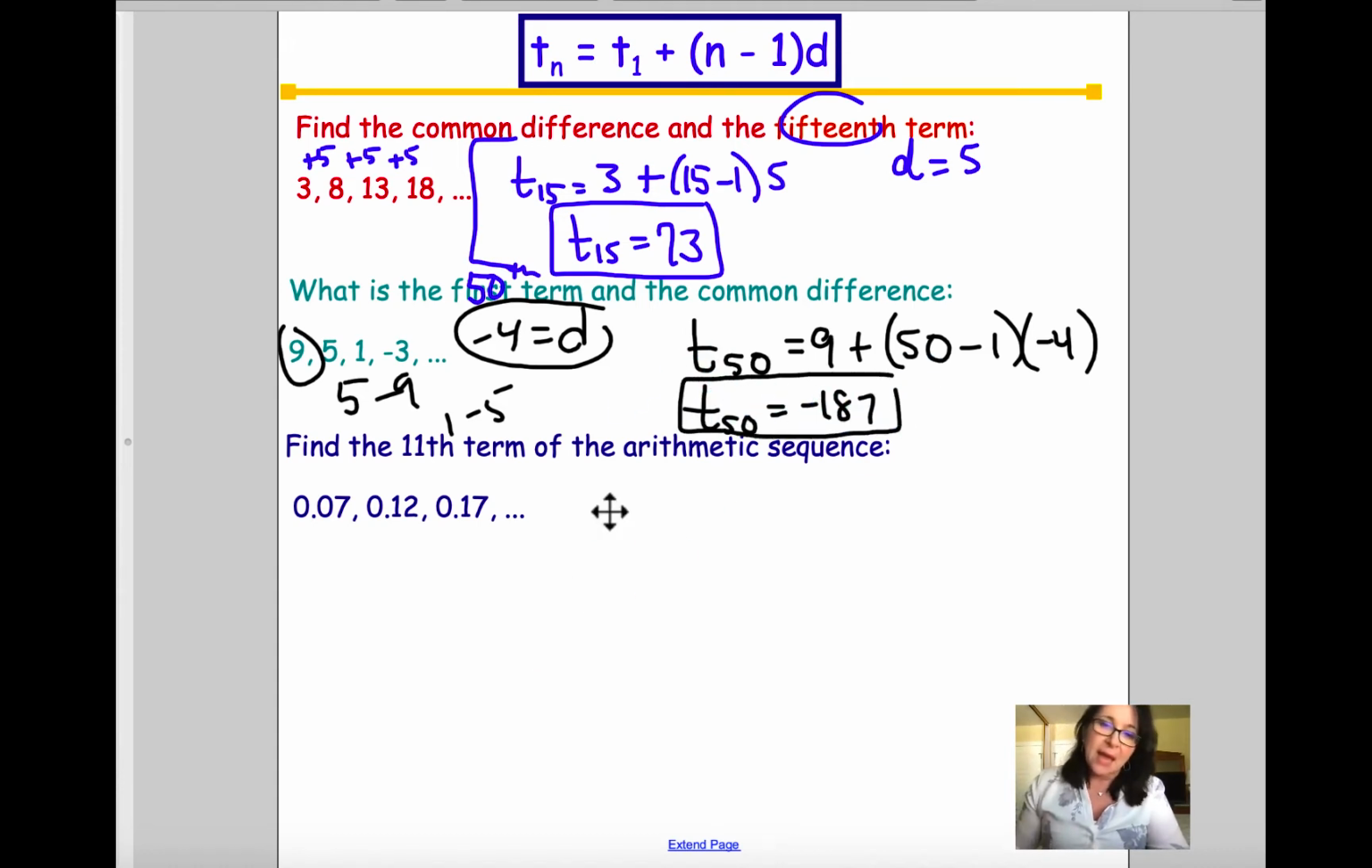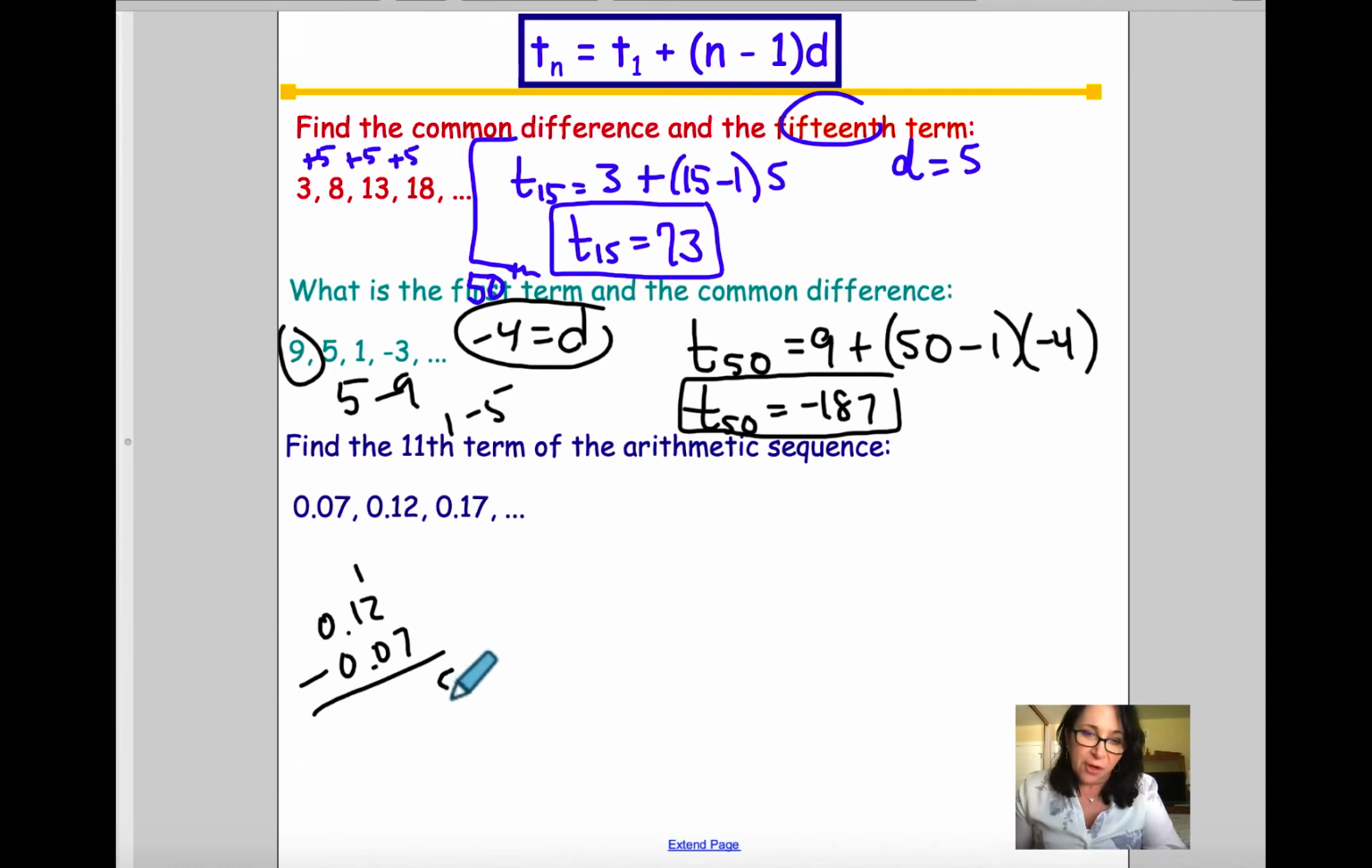All right, and for this problem here, they're telling me it's also an arithmetic sequence, which means I'm going to go 0.12 subtract 0.07. And so to find my common difference, that's 5, borrow 0, so 0.05 is my common difference.